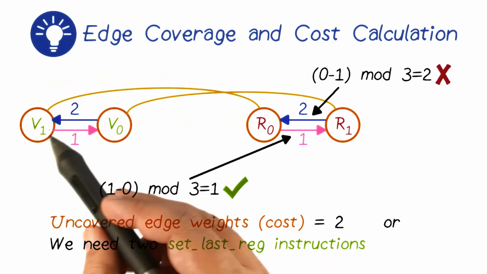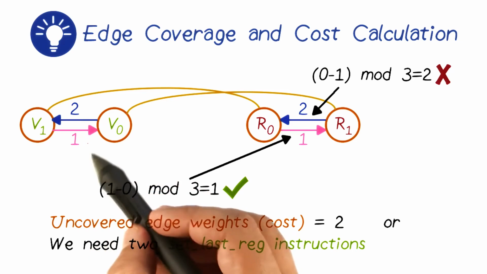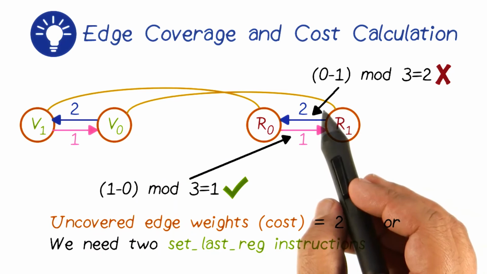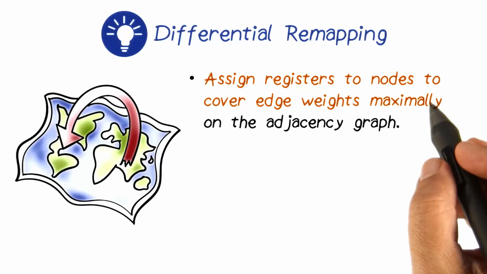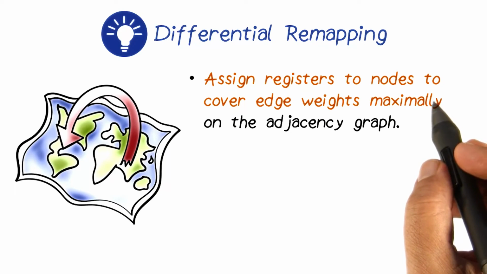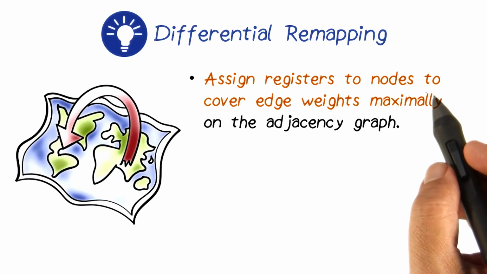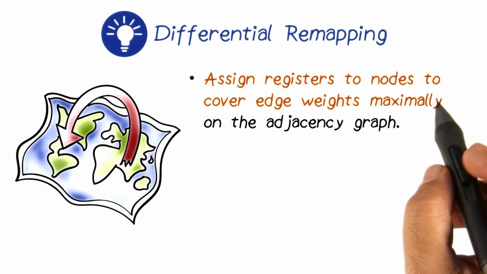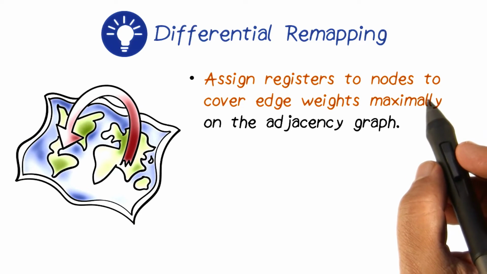So we had an access graph between V0 and V1 with these frequencies shown because of the access transitions in the last slide. Now we have decided to allocate the register. So now let us look at the first technique that we have based on this abstraction of adjacency graph and the coverage thereof by using differential encoding. So the first technique is differential remapping. What is the key idea here? The key idea is to be able to assign registers to the nodes of this adjacency graph so that we can minimize the costs and maximize the edge weights.